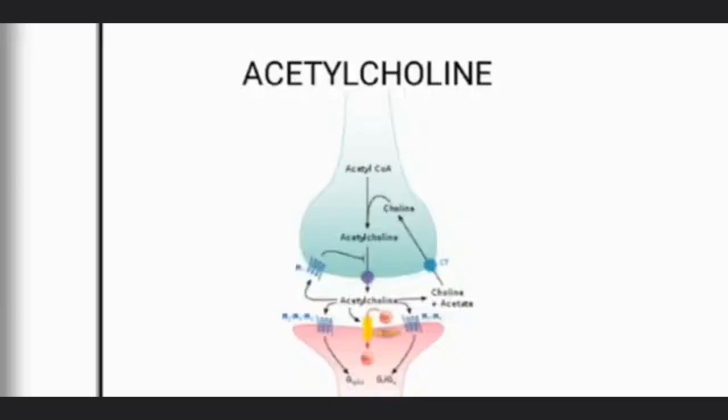Now we briefly describe individual neurotransmitters. First we go with acetylcholine. It is secreted at preganglionic nerve endings of both sympathetic and parasympathetic neurons, at the postganglionic parasympathetic nerve endings, and also at the neuromuscular junction and CNS synapses. Its receptors principally are of two types, nicotinic and muscarinic.